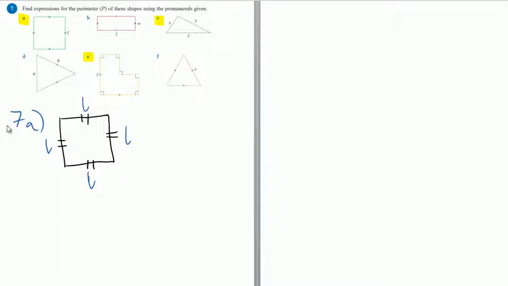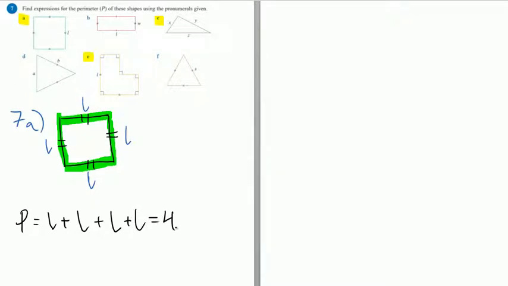Then we're asked for the perimeter. For the perimeter, we just go around the shape. So go down here, so P equals L plus, go across here, it's another L we've just covered, plus, go across here, that's also L in length, so another L, plus this last L here. So altogether we've covered a distance of 4L, and that's the answer for 7A.